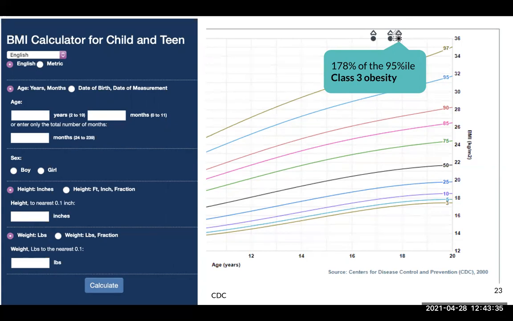So there's a handy dandy calculator on the CDC website that allows you to calculate where they're at with regards to the 95th percentile. Just as a reminder, 95th percentile and above is classified as obesity, and then above 120% is class 2 and above 140% is class 3. So for this kiddo, they're almost at 1.8 of the 95th percentile, putting them into this class 3 obesity category.